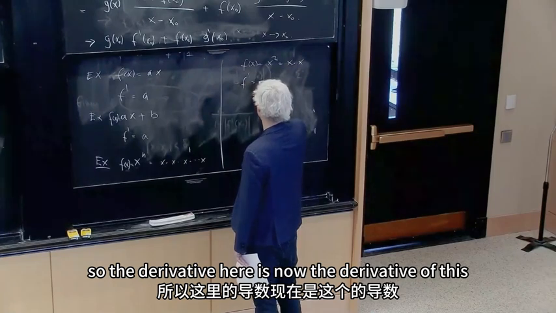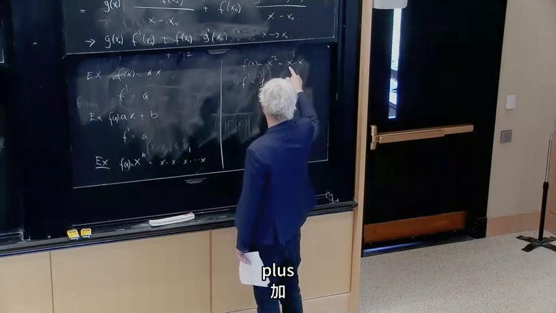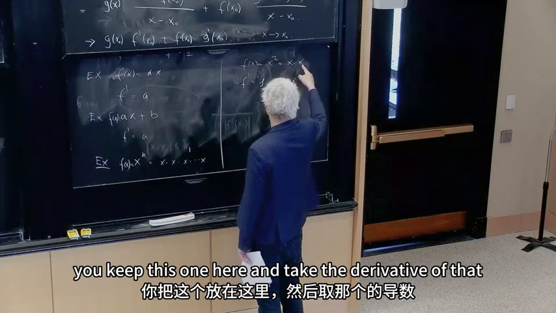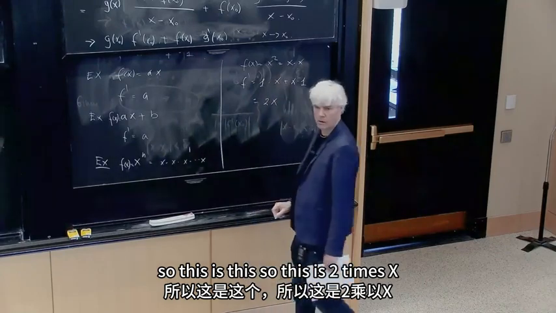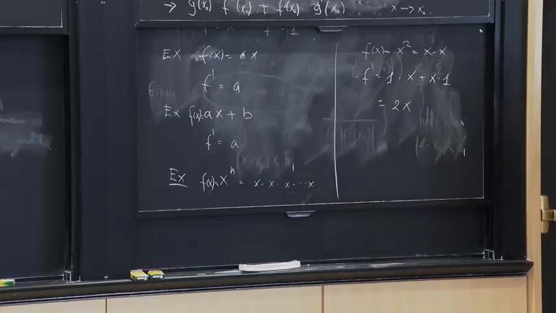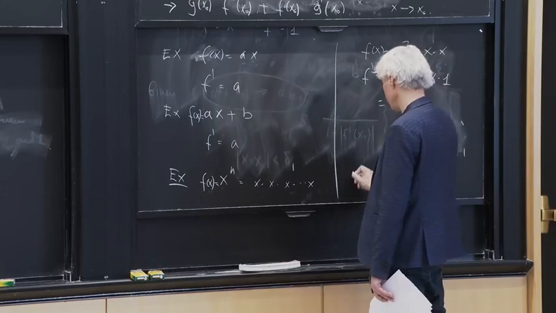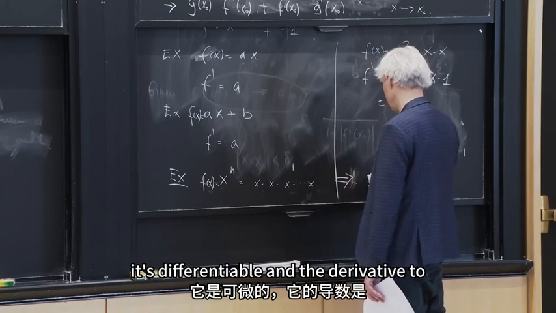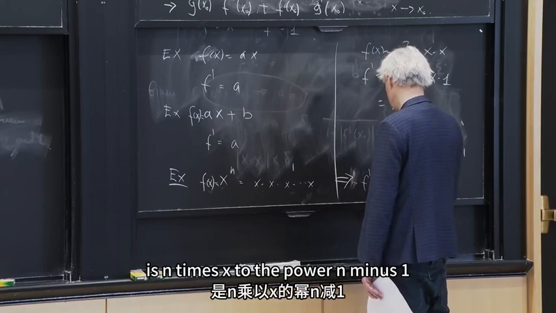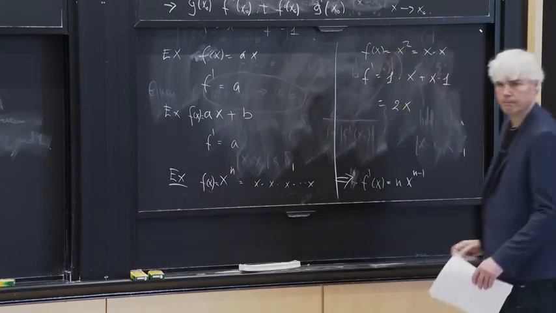So the derivative here is now the derivative of this, that's 1 times the other function, plus you keep this one here and you take the derivative of that. So this is 2 times x. Right? And so if you take this function here, using Leibniz rule, it's differentiable, and the derivative is n times x to the power n minus 1.